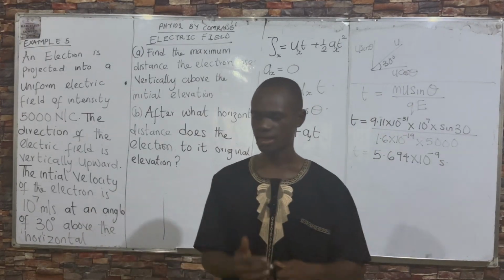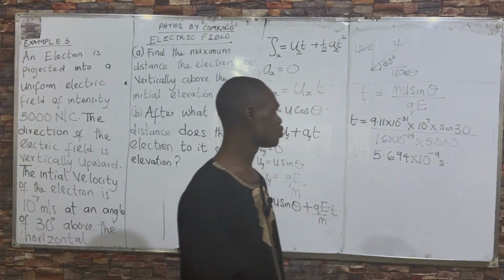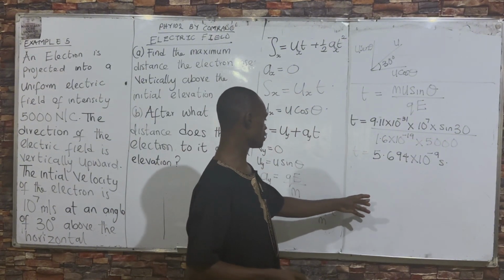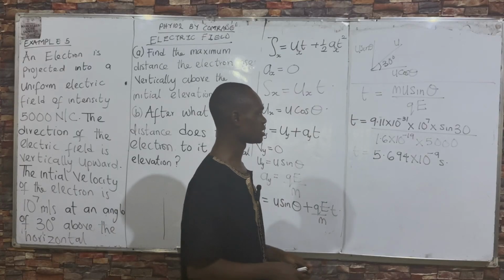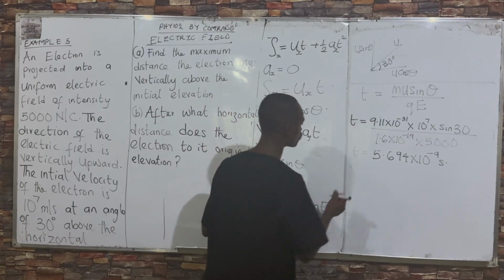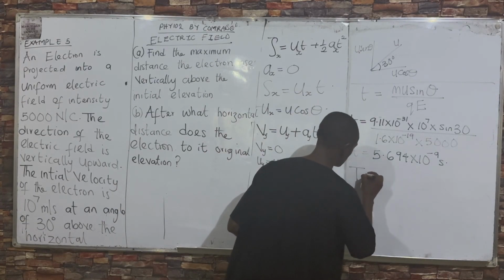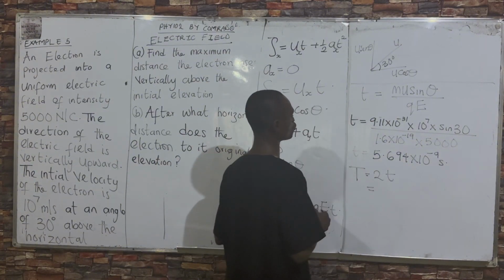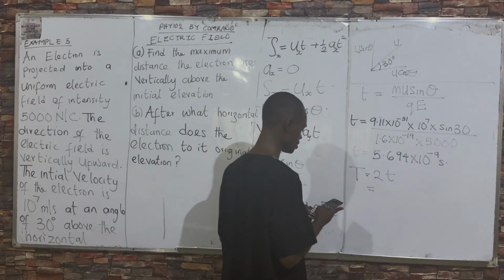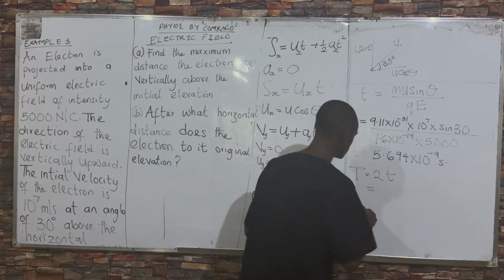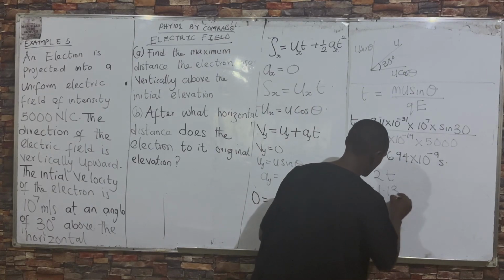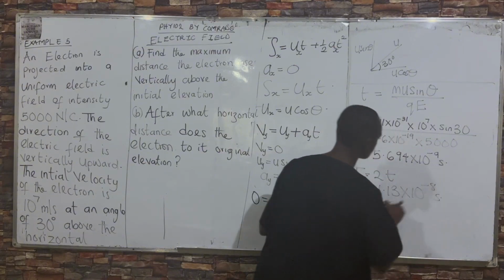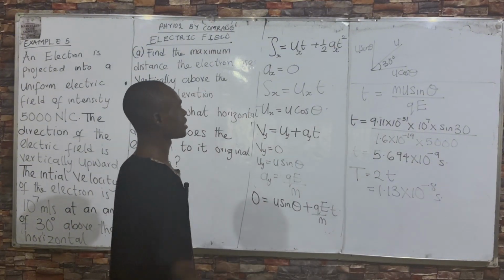But do not forget that this time we calculated is just the time taken to reach maximum height. So the total time of flight, which is T, will actually be 2 times T. So if I multiply this by 2, I should be having 1.13 times 10 raised to power minus 8 seconds. Now this is the time taken to travel.